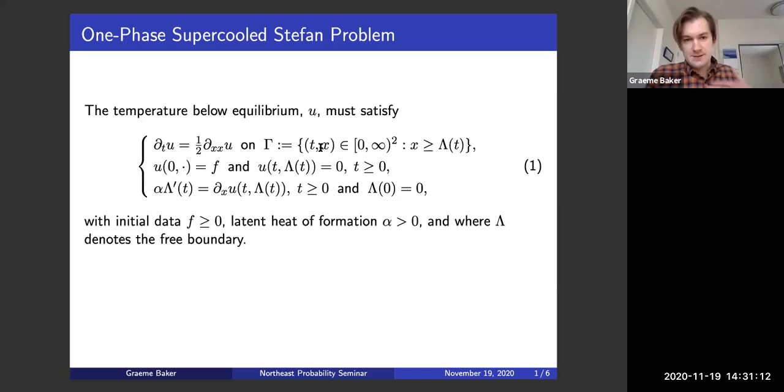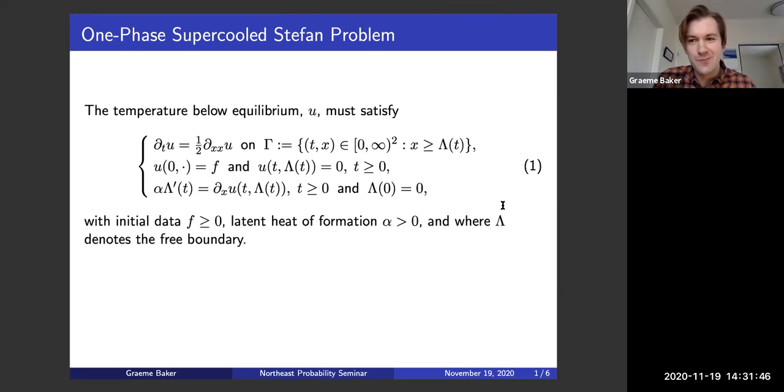Since it is the temperature below equilibrium, that means indeed we're cooled past the equilibrium temperature. At the boundary, we have this equilibrium condition that says that the water freezes onto the ice at equilibrium temperature. Then the motion of the boundary is governed by the Stefan condition, which says that the rate of change of lambda is proportional to dx of u at the boundary. This constant of proportionality is the latent heat of formation.